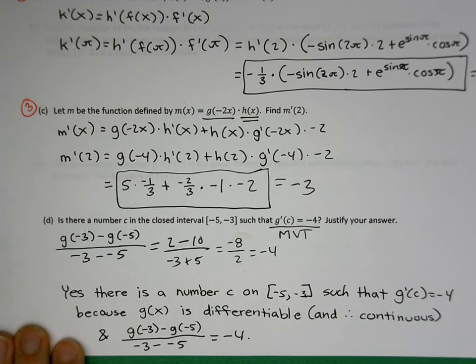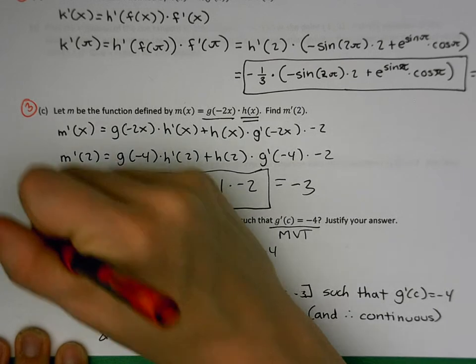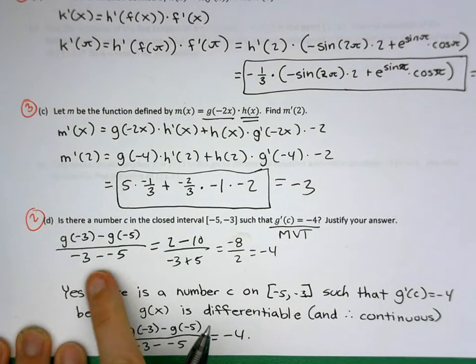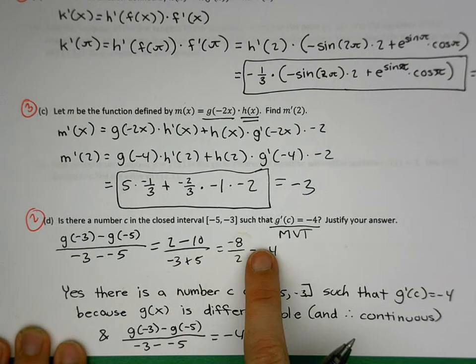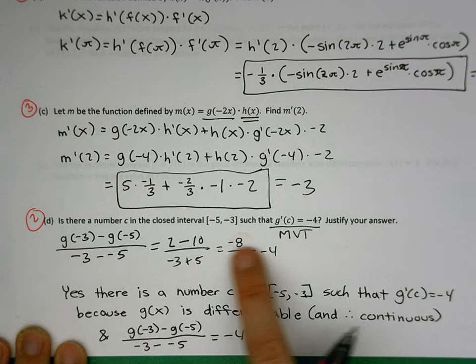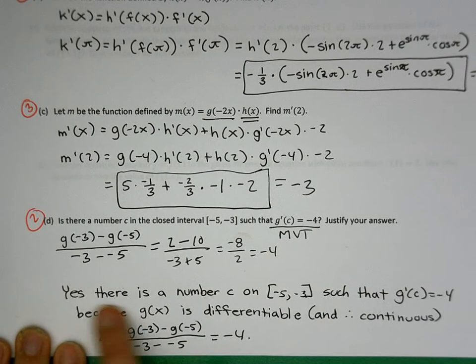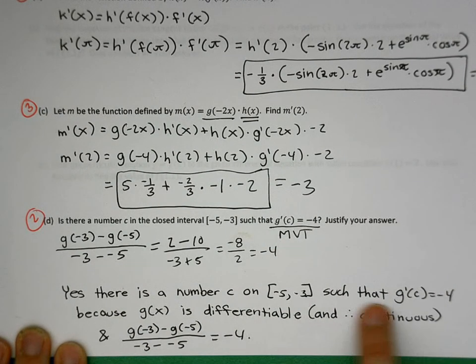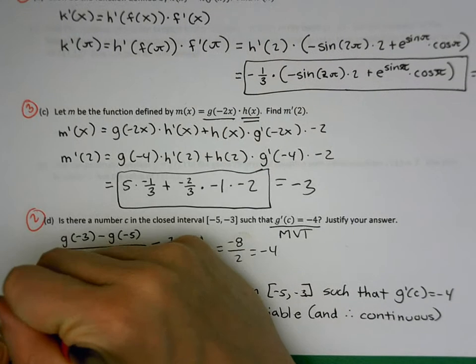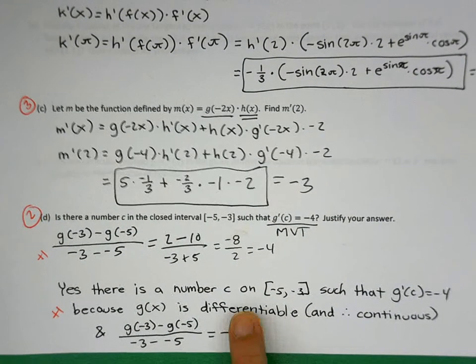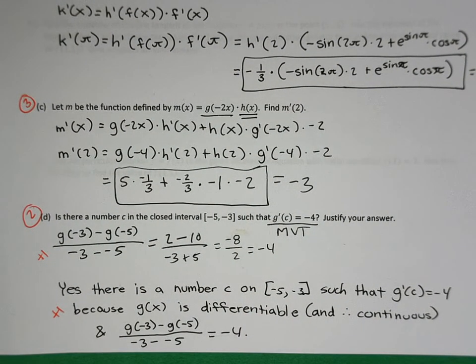That one was worth 2 points. 1 point for finding the g of negative 3 minus g of negative 5 bit, and 1 point for your answer articulating MVT, right? Meaning that you had to state that you were differentiable and continuous, and you had to state that you had an f of b minus f of a over b minus a. Okay, so those are your 3 15-minute FRQs from FRQ 4.